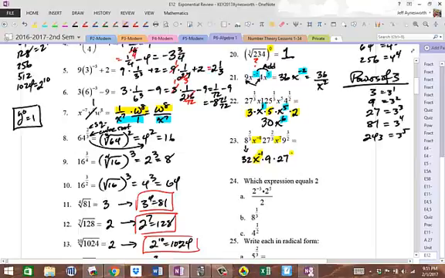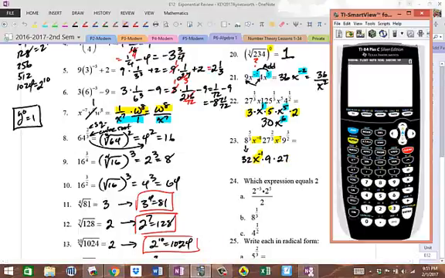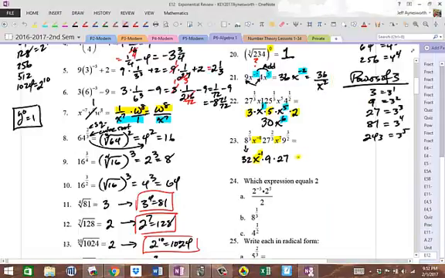Okay, so now I have to multiply my results. So let's do that. 32 times 9 times 27. You get 7,776. So this is 7,776 times x to the negative 1.